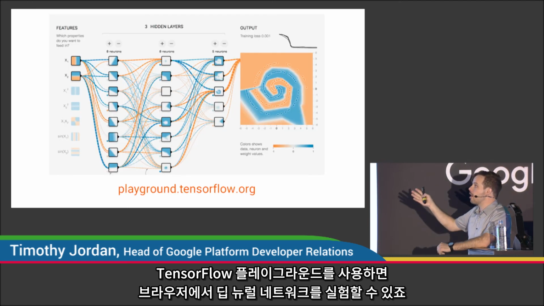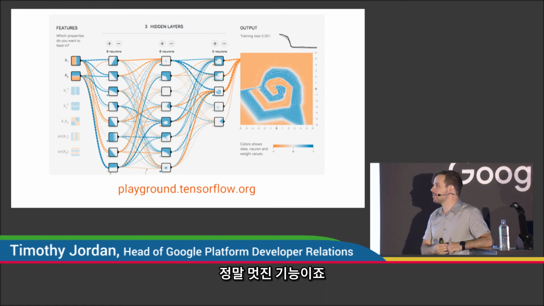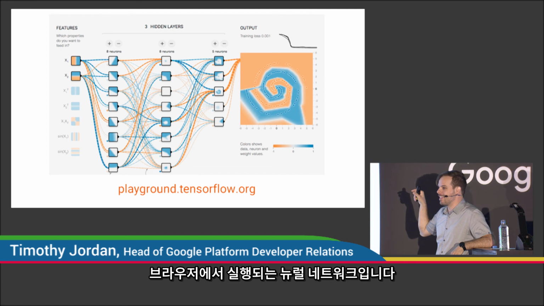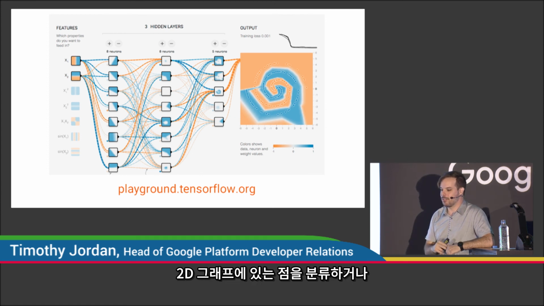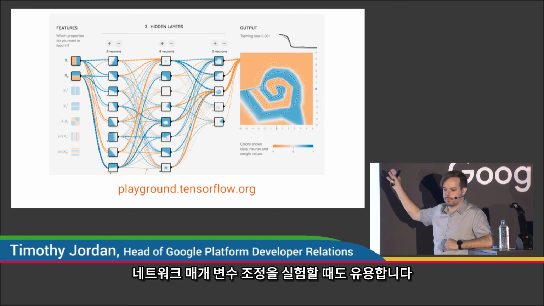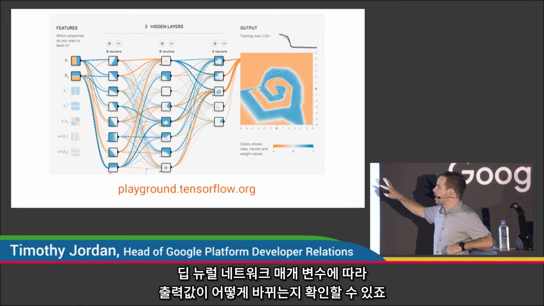And you can even experiment with deep neural networks in your browser using the TensorFlow Playground. This thing is really cool. It's a neural network that you can run in your browser, and you can use it to classify points on a 2D graph. And it's great for experimenting, adjusting the parameters of the network, like how many layers it has or how many neurons, to really learn how the deep neural network's parameters adjust your output.